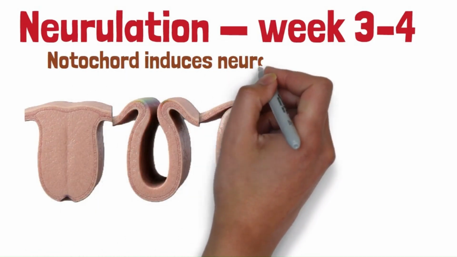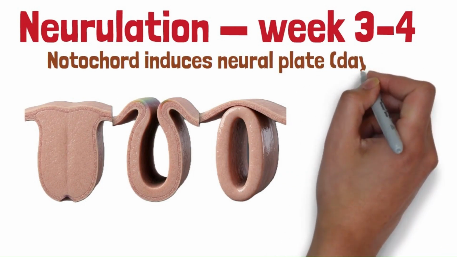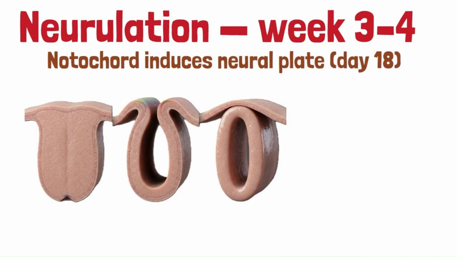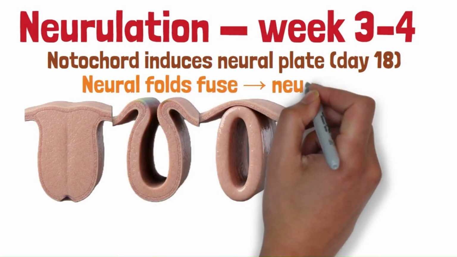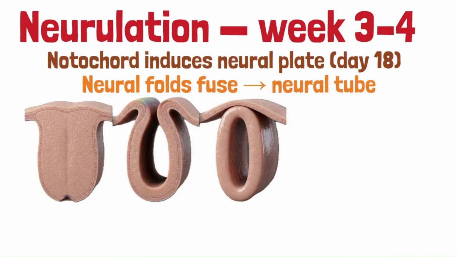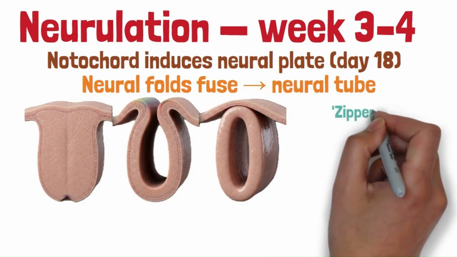Now let's watch the nervous system get built. Around day 18, the notochord signals the ectoderm to thicken into the neural plate. That plate folds upward into the neural folds, and those folds fuse together to form the neural tube.